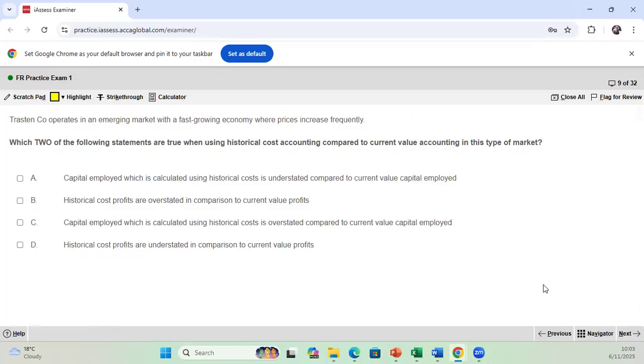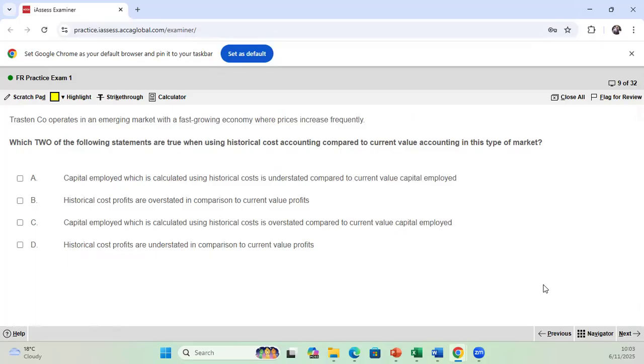So we have historical cost accounting. In historical cost accounting, we record assets at their original price, whereas in current cost accounting, we record assets at their current market value or replacement value. So you might record the cost, or you might record the current value.